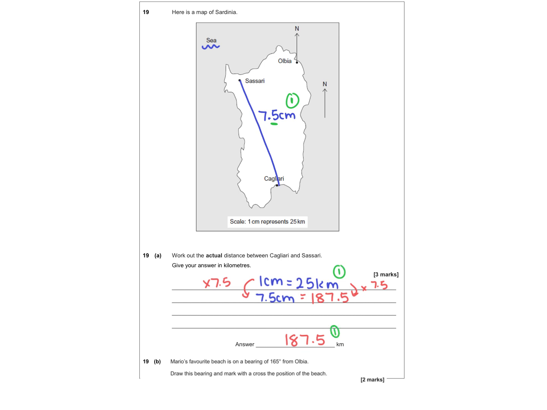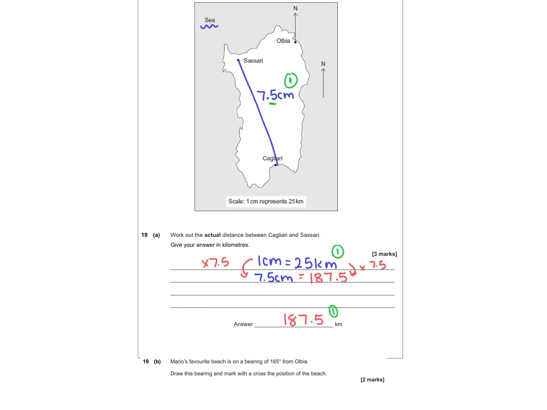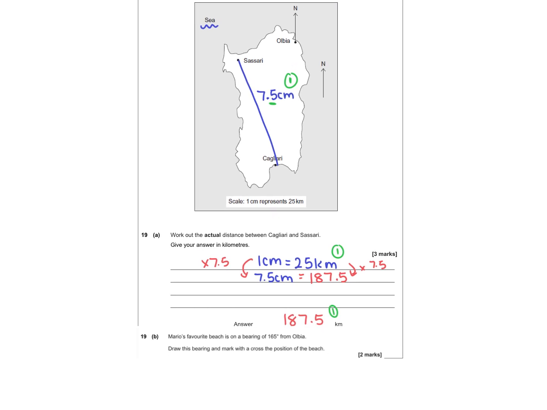Now for part B, I had a few really good laughs at anybody who was able to draw the bearing. They did some very, very interesting things after that. So Mario's favorite beach is on a bearing of 165 degrees from Olbia. Draw this bearing and mark with a cross the position of the beach. So when we draw bearings, we always draw from north going clockwise. So that must mean that we start facing north, which is this way.